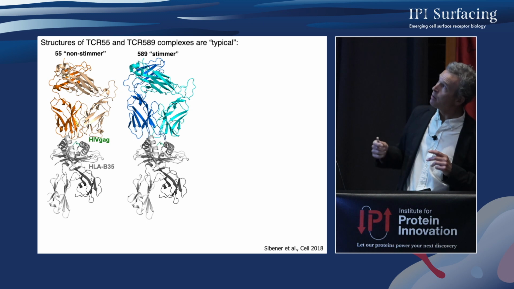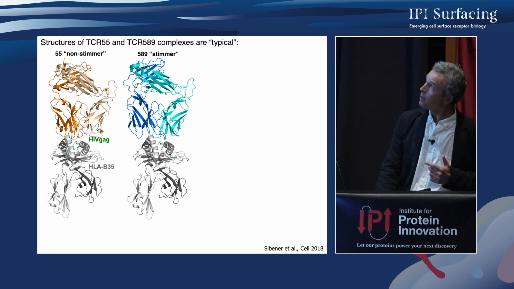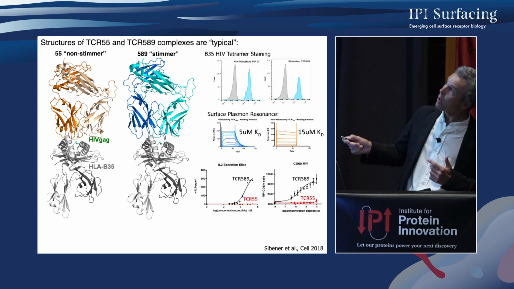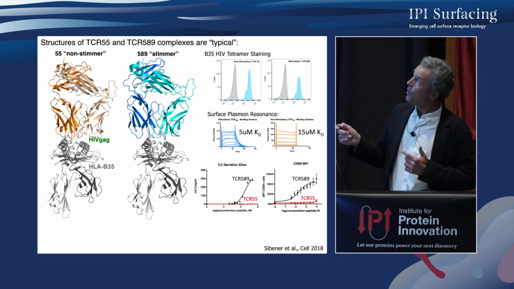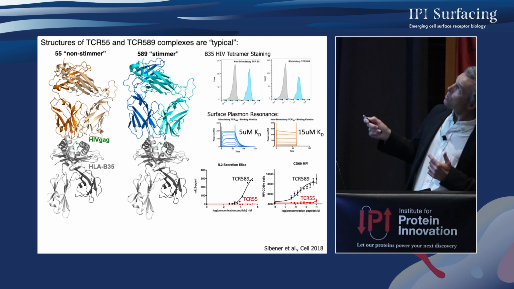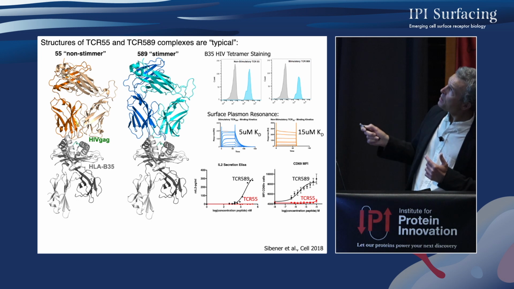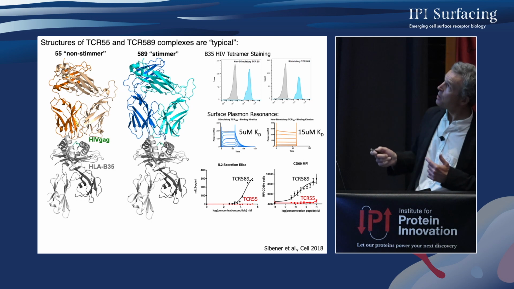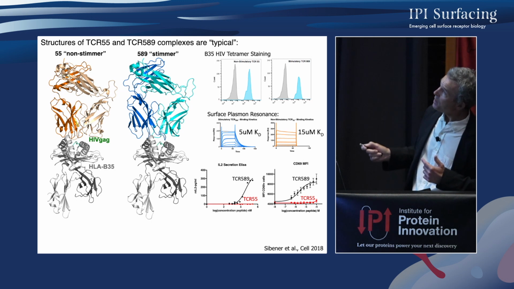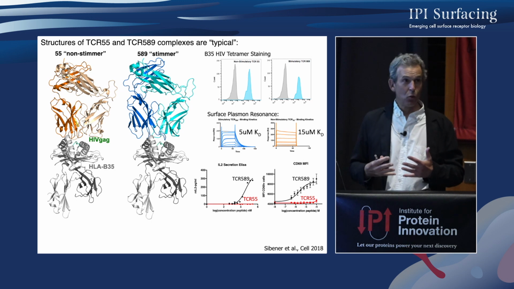And structurally, they were essentially identical. There was nothing remarkable about the non-stimmer. We could stain T cells of both with MHC tetramers equally well. Their affinities, as well as on and off rates, were firmly within the physiological regime that should activate these T cell receptors. But this TCR55 was not activated by the ligand in either IL-2 or CD69 or by any other metric, whereas 589 was. So what's the difference between these two things?